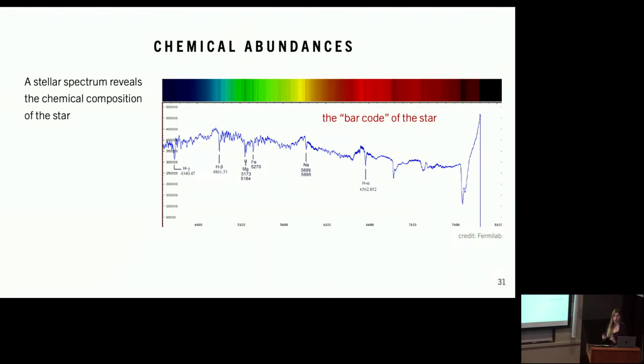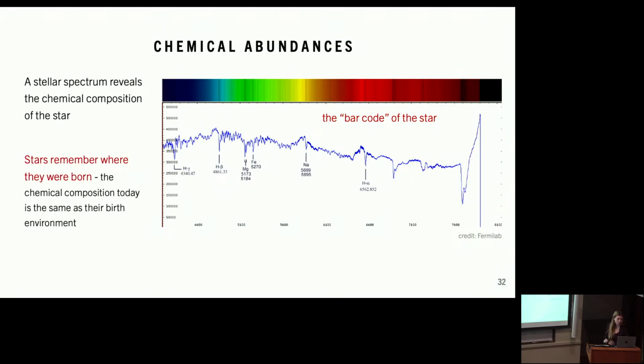You could also think of this as the barcode of the star, especially because if you look at the rainbow version of this, where the dips in color here are absorbed points, you can see how it can look a little bit like a barcode. This is useful because stars remember where they were born. So of course stars fuse chemical elements, but that's in their center. So if you're looking at light from the surface of the star, that actually doesn't change. So the chemical composition of the surface of the star today is a snapshot of the chemical composition of the gas that they formed from, billions of years ago.